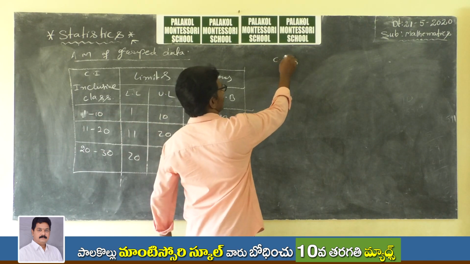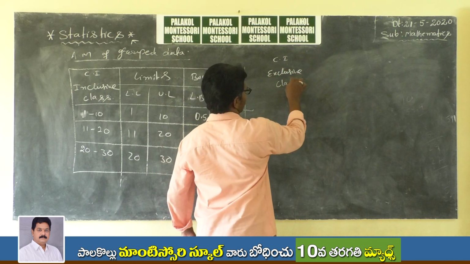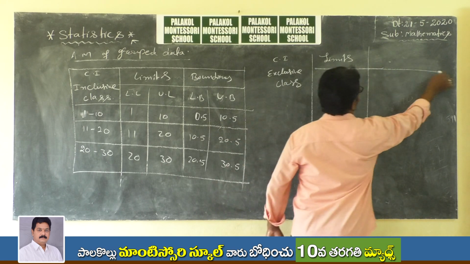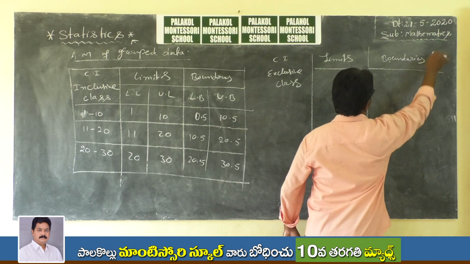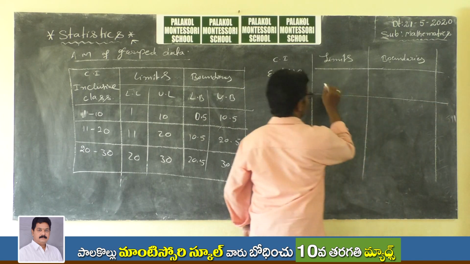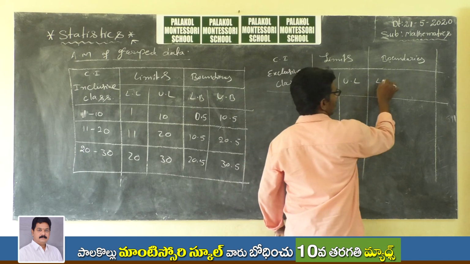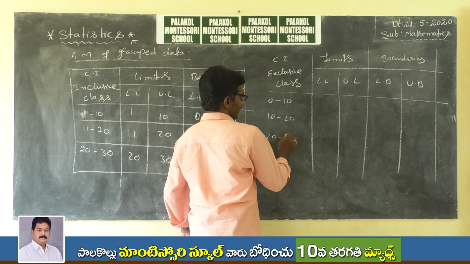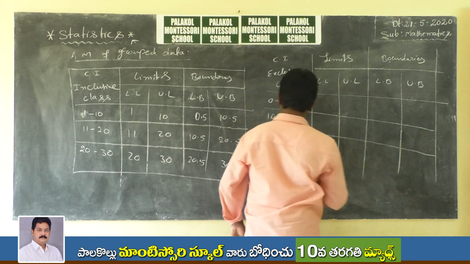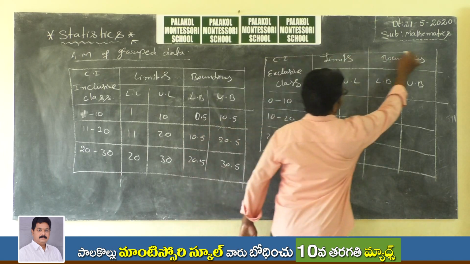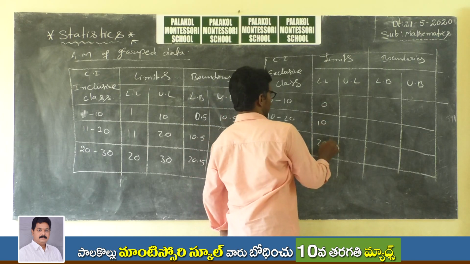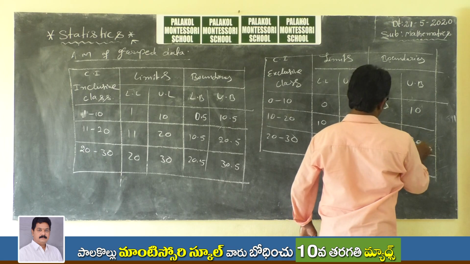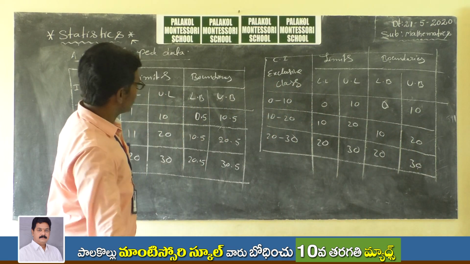And write the class intervals. This is exclusive classes. Exclusive classes, limits. That's again the two types of the limits, boundaries. This is the lower limit, upper limit, lower boundary, upper boundary. This one class 0 to 10, 10 to 20, 20 to 30. Yes, 0, 10, 20, 10, 20, 30. Okay guys, please observe this one.